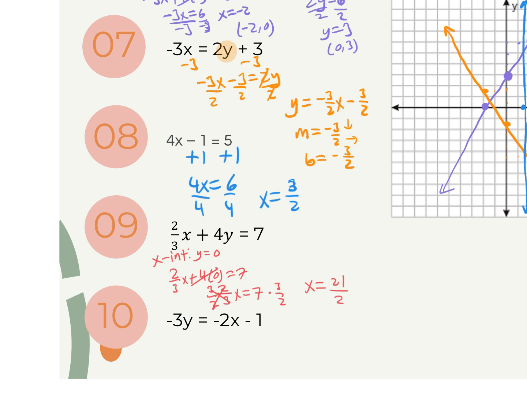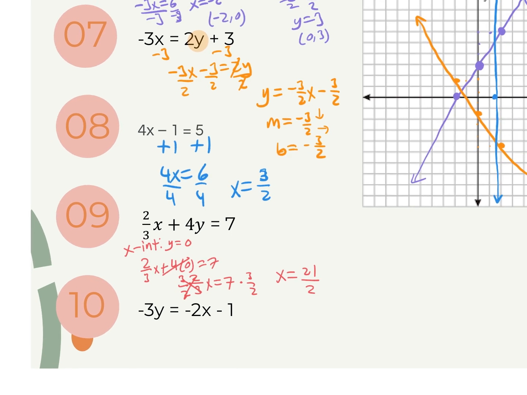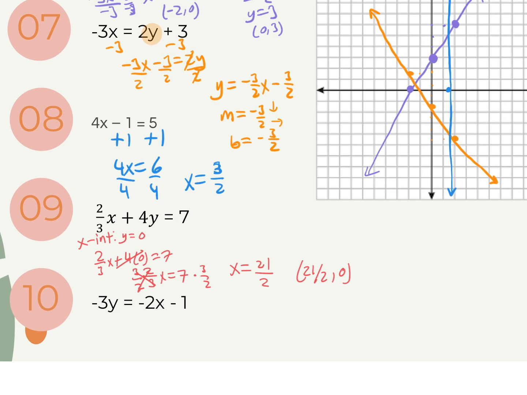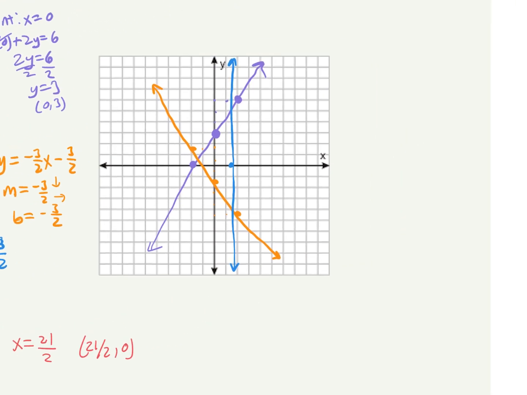All right, and then our x-intercept is going to be 21/2, 0. If you don't know where this is, do long division and see what you get. It should get you 10.5 when you go to divide it. But that's going to be somewhere off the graph right here. So it's going to be somewhere right there.